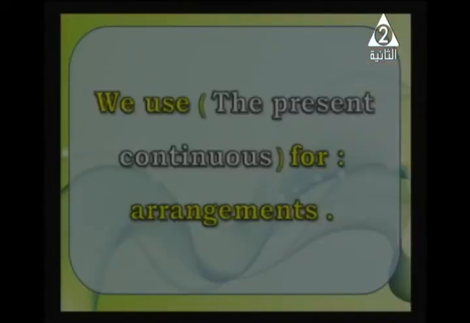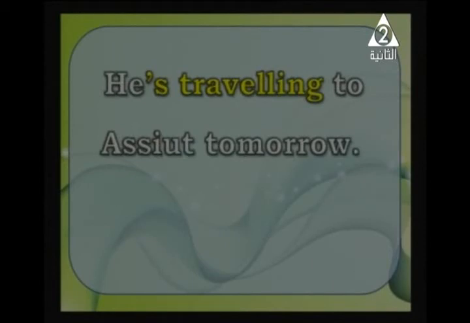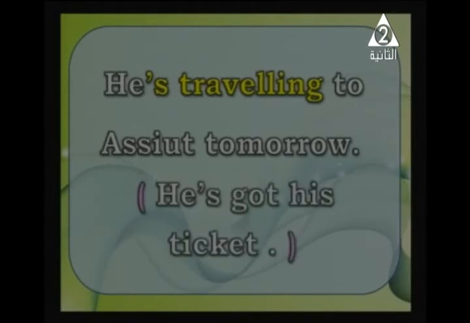بنستخدم ال present continuous for arrangements. لما يكون في ترتيب حصل قبل الكلام بنجيب ال present continuous. Verb to be for present am is are plus verb plus ing. He is traveling to a city tomorrow. أفهم من كده إيه لو قال لي الجملة دي he is traveling معناته he has got his ticket. يبقى في arrangement هو عمله قبل كده إنه جاب الدسكرة حضر التأشيرة بتاعته وهو مسافر.